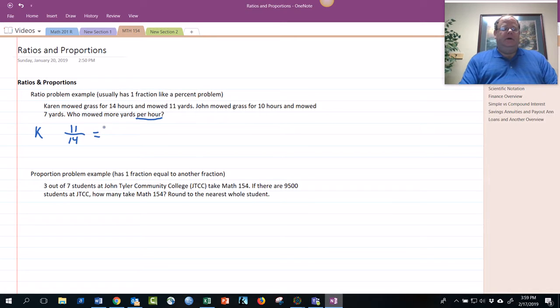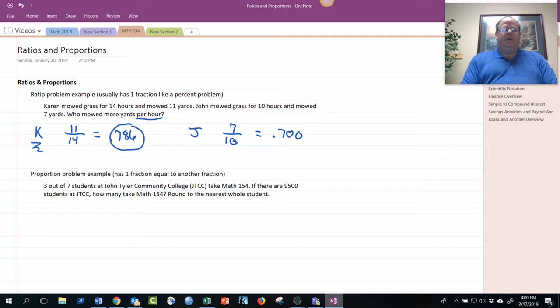11 out of 14. What does that turn out to be? It turned out to be 3 decimal places, 0.786. Okay. Then John, all right, mowed 7 yards in 10 hours, right? So do the division there, it's 0.700. 0.786 is the bigger number. Karen's the winner, right? She mowed more yards per hour. So this is a ratio, it's just a fraction, all right? Here we're comparing two ratios.